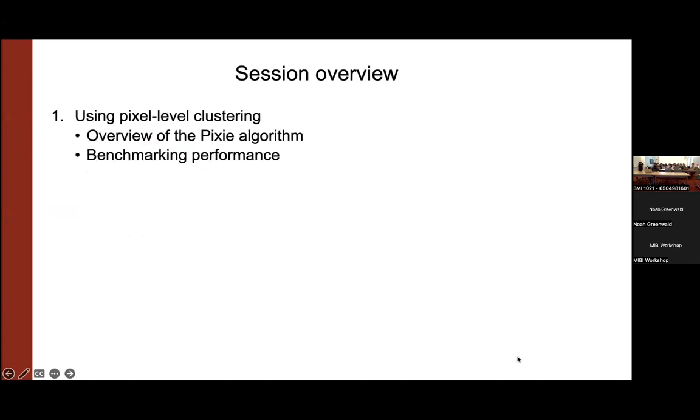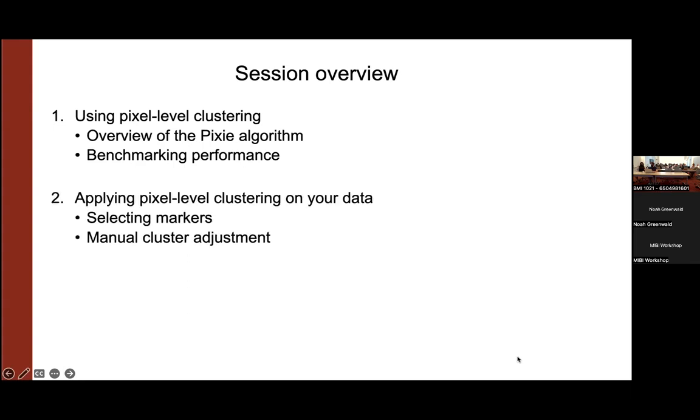We'll give an overview of the session. First talk is going to be looking at pixel level clustering. So this is an overview of the Pixie algorithm that we recently published a preprint on, giving the high level understanding of how it works, what we decided to do, and benchmarking.